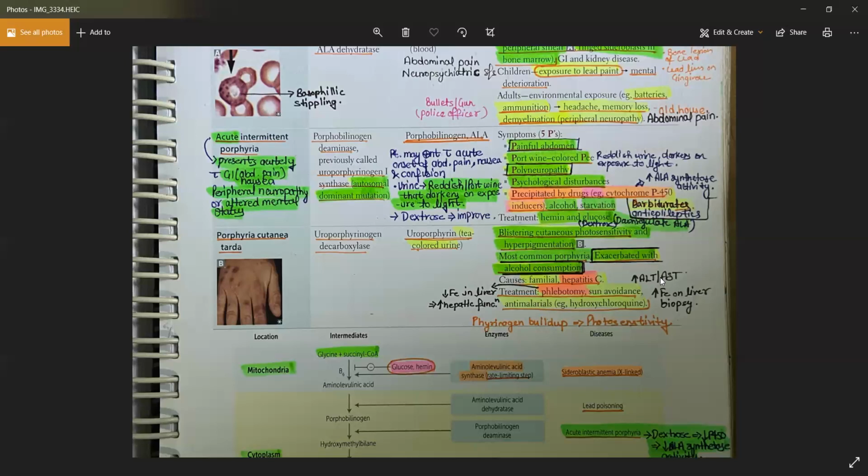And if Step 1 asks you why you're having all these symptoms, it is because of this uroporphyrinogen, which is a very photosensitive porphyrin, right? This uroporphyrin 3 is a very photosensitive porphyrin. That's why you're having skin symptoms in this porphyria cutanea tarda. While this porphobilinogen is not very photosensitive, and that's why you don't have any skin symptoms in case of acute intermittent porphyria.